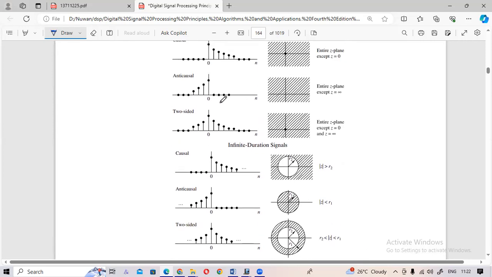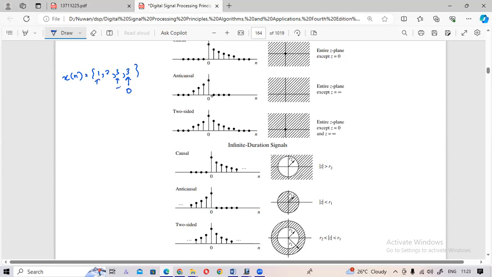We haven't done this kind of example, but I think you can understand this. This is anti-causal. That means the signal has minus samples only, not plus samples. So this is also a finite sequence. It is somewhat like this. If we are given a sequence like this, maybe 1, 2, 3, 3, something like this, and this one is the zeroth sample, then these are minus samples.